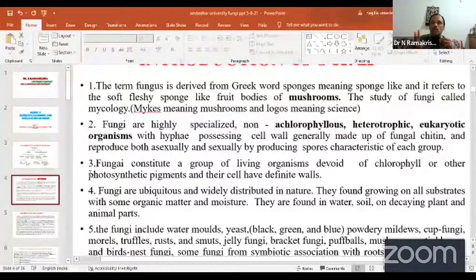The second one is true fungi, and it has a cosmopolitan distribution. The fungus we are looking at is all over the world, everywhere. At 0 degrees centigrade, sometimes even at minus degrees centigrade, and at 50 or 60 centigrade also we find fungus. The fungi grow on all substrates with some organic matter and moisture, at decayed places with moisture.